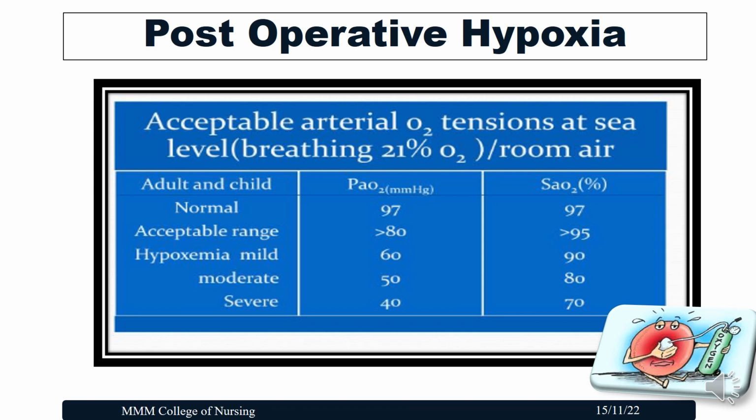Hypoxemia can again be classified into mild, moderate and severe based upon the saturation. If the hypoxemia is mild, then the PaO2 will be 60 and the saturation 90%. If it is classified as moderate, then the PaO2 will be 50 and the saturation 80%. And in severe hypoxemia, the PaO2 will be 40 and the saturation 70%. This is the classification of hypoxemia based on the saturation level and the partial pressure of oxygen of the patient.